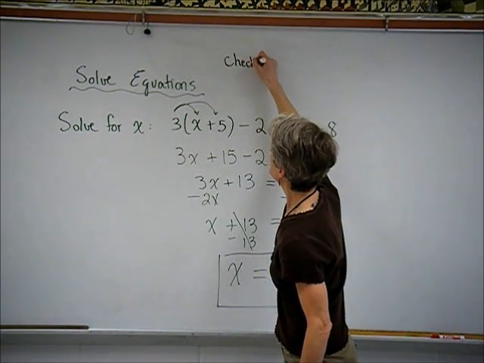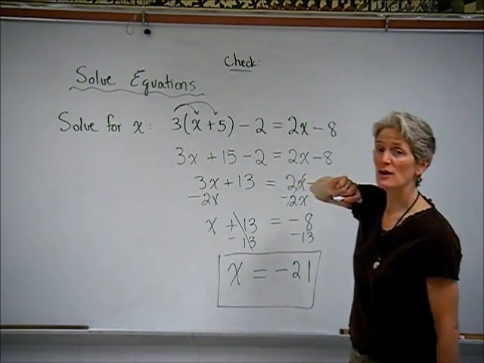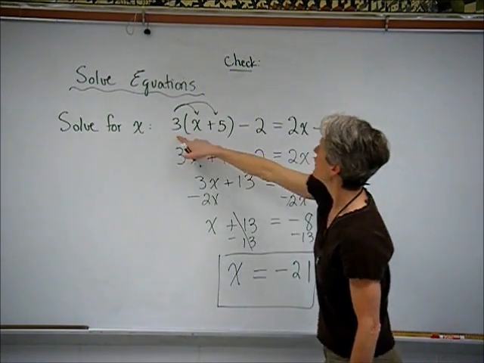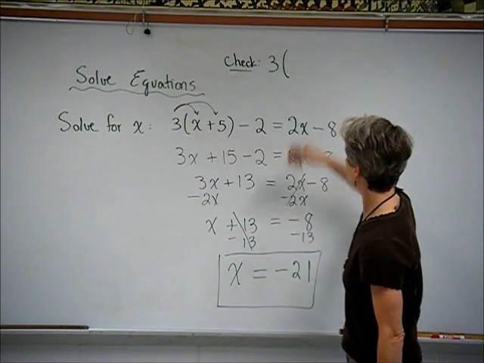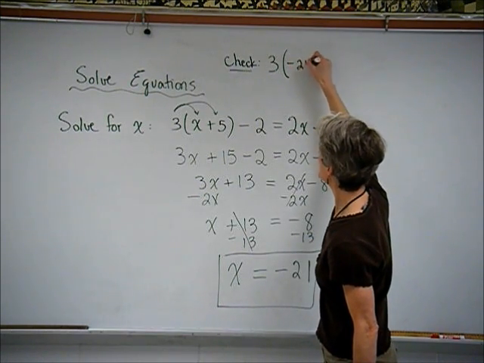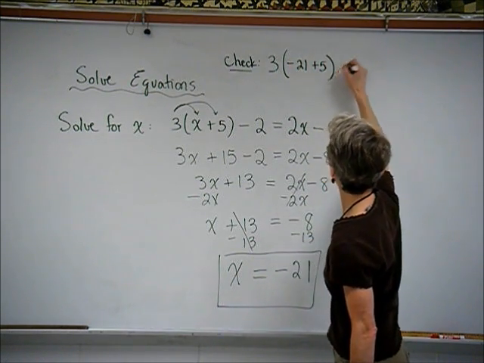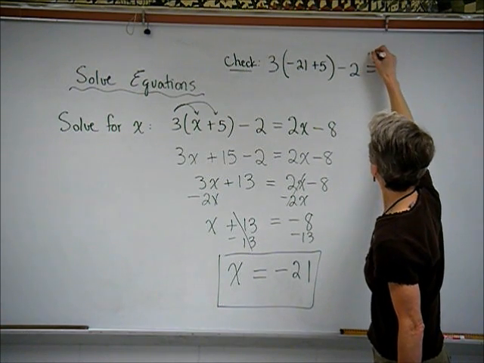Now, if we wanted to check this, you would substitute the negative 21 back into the original problem. And you should always do this. It's nice to know that you did it right. So I'm going to the original problem, replacing that x with my negative 21. I'm substituting in the negative 21 whenever I see x.